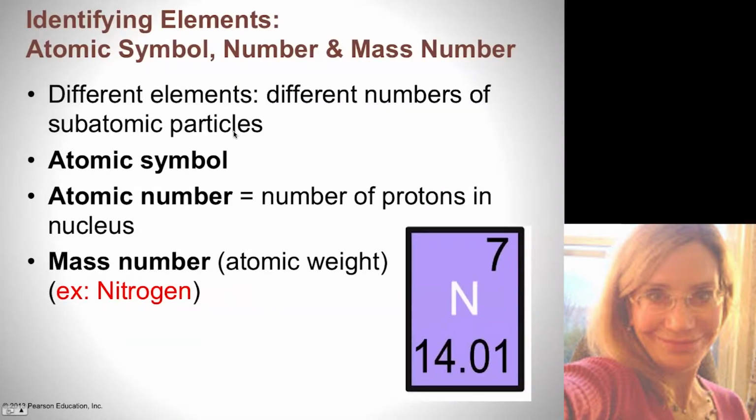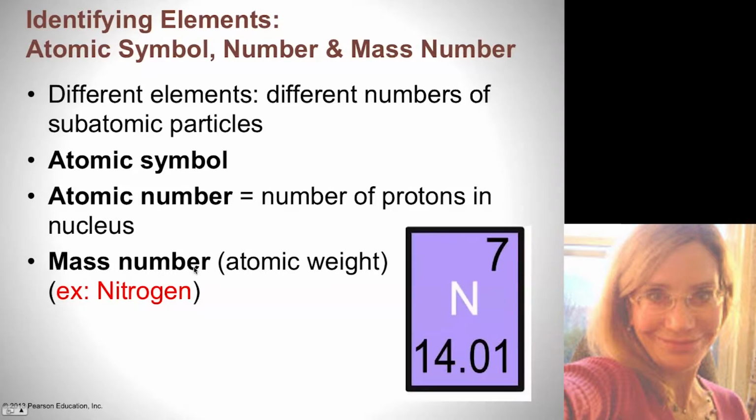To identify elements, we use the periodic table of the elements, which has the atomic symbol, the atomic number, and the mass number. Different elements, of course, have different numbers of subatomic particles. The atomic symbol will be that letter. Here's nitrogen, an N, obviously. The atomic number up here in the upper right is the number of protons in the nucleus, which does not change. The number of electrons can change once these atoms start interacting with other atoms, but the number of protons will stay the same. Therefore, this is called the atomic number.